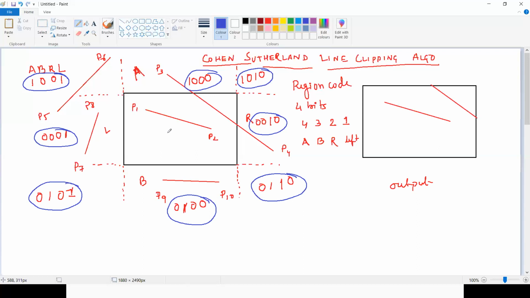And what will be the region code for the inside of the clip window? It is not left, not right, not below, not above. So the region code will be 0000. Okay. So this is all about the region code generation of the Cohen-Sutherland line clipping algorithm.